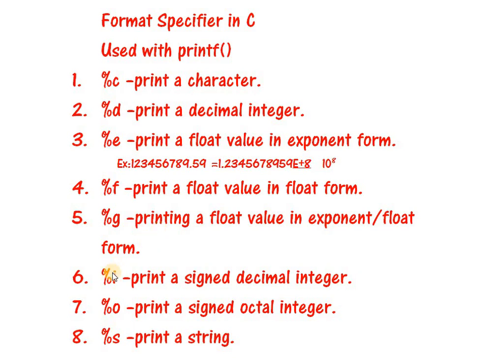After that, %i. Here %i is used for a signed decimal integer. In scanf, %i is used for decimal, hexadecimal or octal, all three of them. But in the printf function we use %i for decimal integer only. %o is used for octal integer.